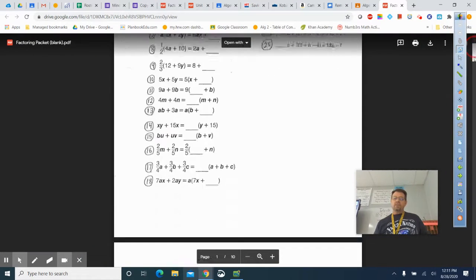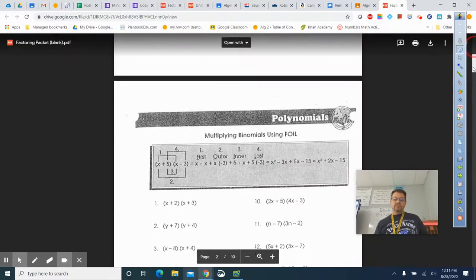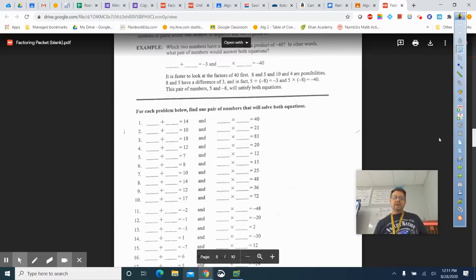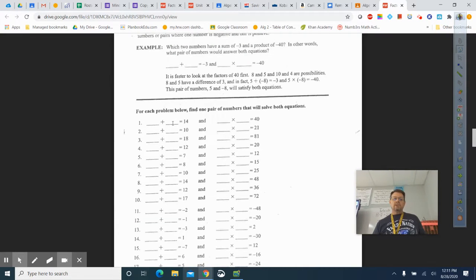Then the next page is simply doing the FOIL. And then, this is kind of out of order, your next page is this one here, practicing the skill of finding what 2 things add to give you 14, but those same 2 things multiply to give you 40. Definitely work on that, and that'll be a good start.